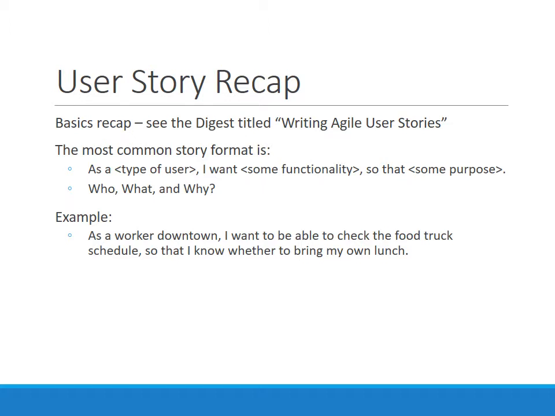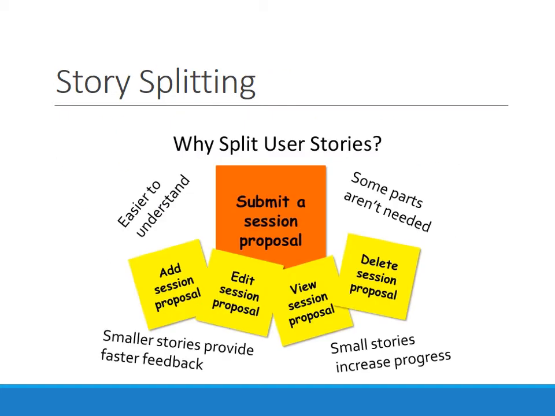So our basic common format is, as a type of user, I want some functionality so that I can do some purpose. The user story covers the who, the what, and the why. So, for example, as a worker downtown, I want to be able to check the food truck schedule so that I know whether to bring my own lunch. So that's our basic user story format, and that's going to be the basis for which we start talking about splitting.